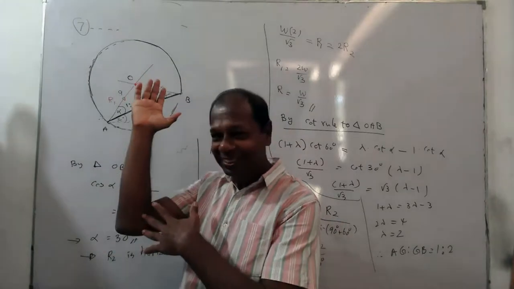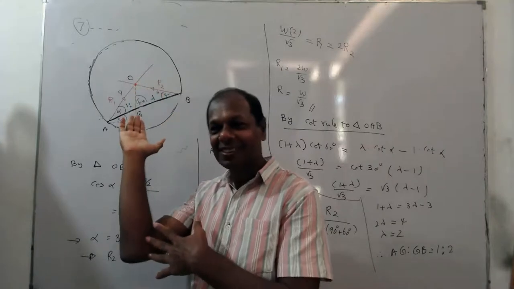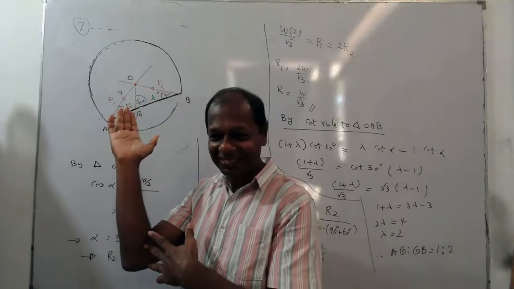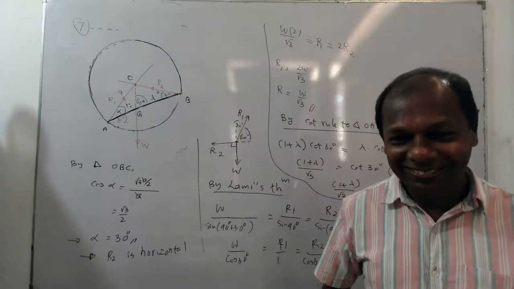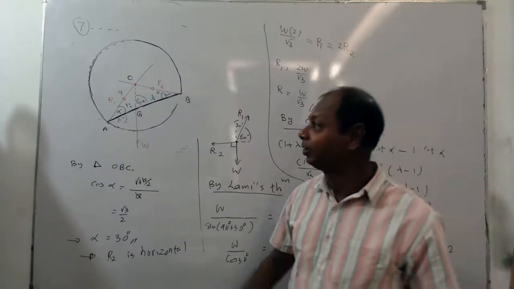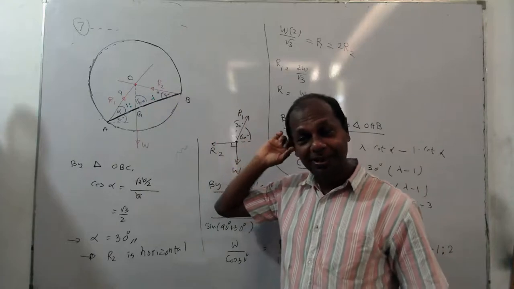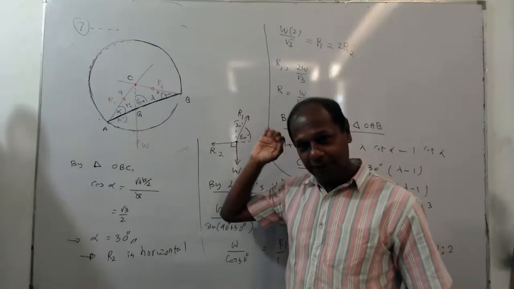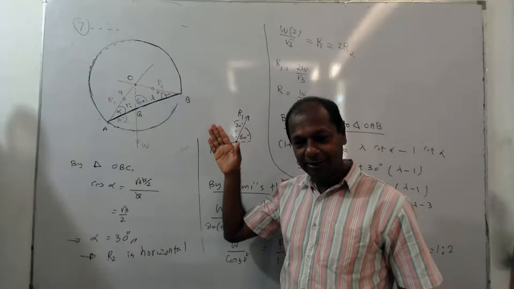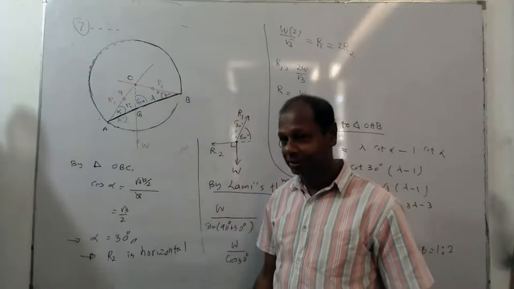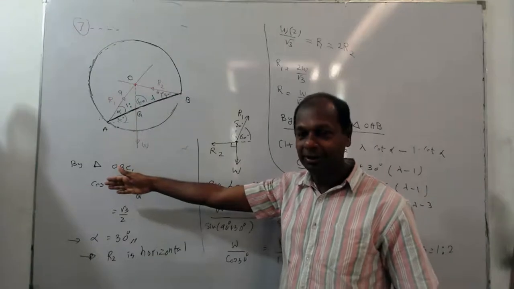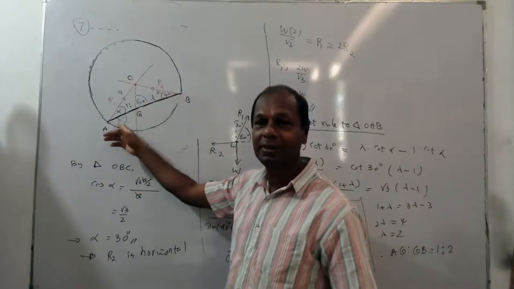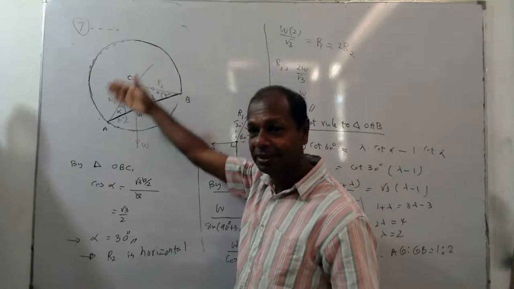It is not in space, you can't take it in 3D. Everything is in the same plane, a vertical plane. This rod should be in the plane which passes through the center.